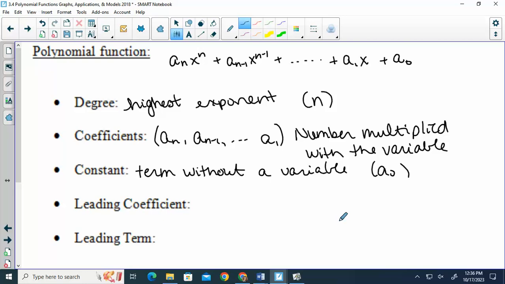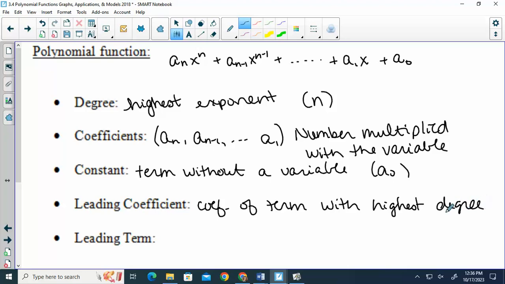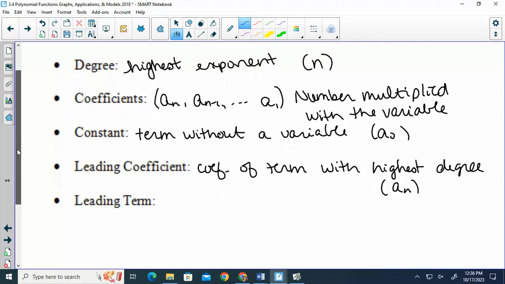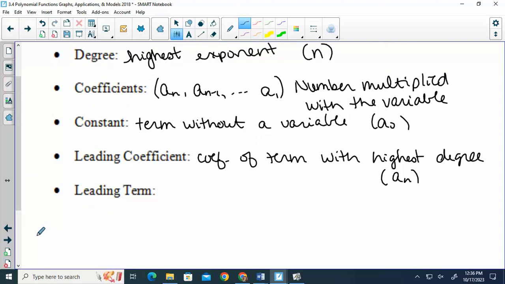What is the leading coefficient? The way ours is written, it's that first one. Technically, it doesn't have to be. It's just the coefficient of the term with the highest degree. So a lot of times that is the first term, but it doesn't have to be. So you have to find the highest power of x, and the coefficient on that term is your leading coefficient.